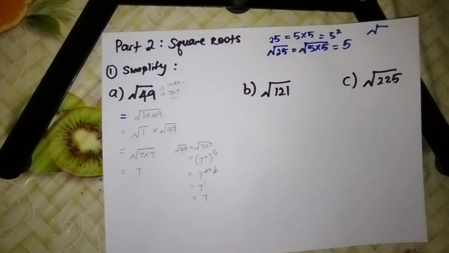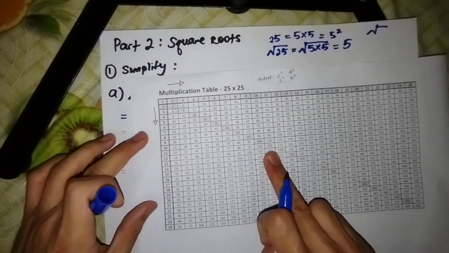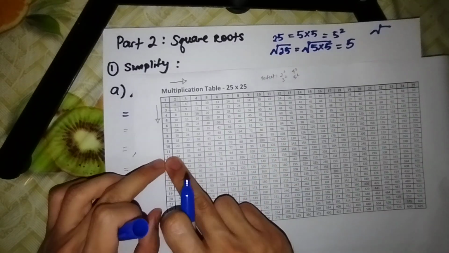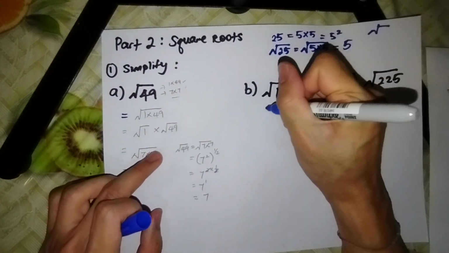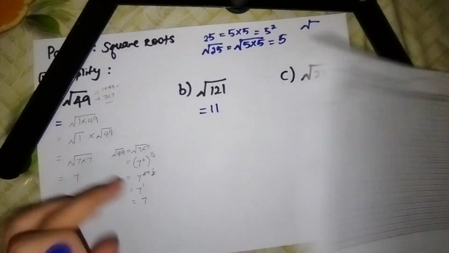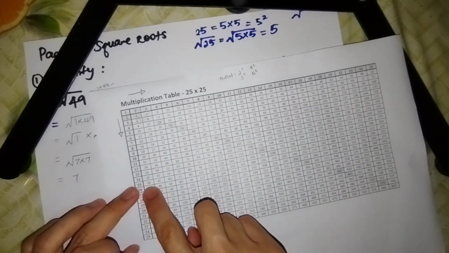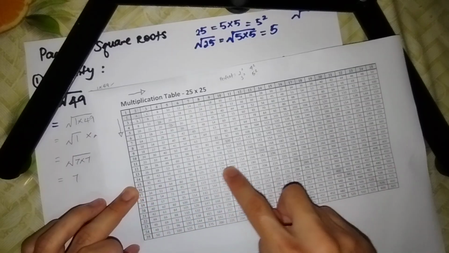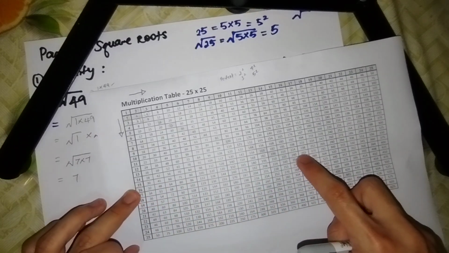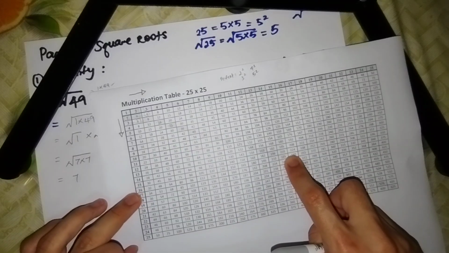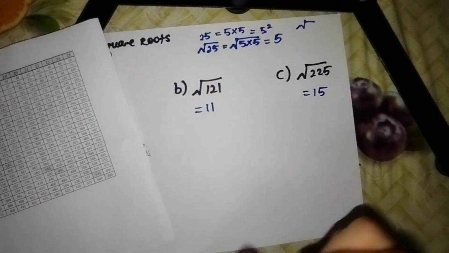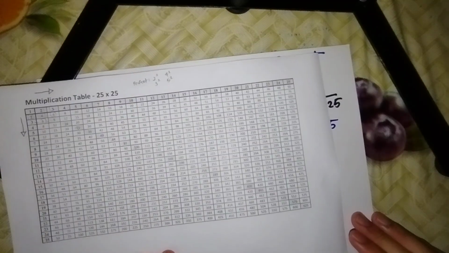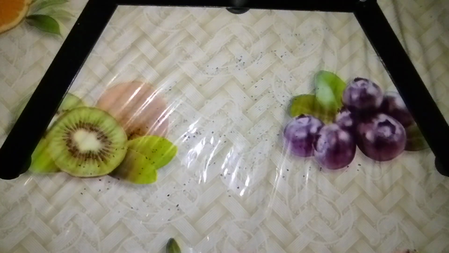Okay, so for 121, you can look at the table. You can already see that 121 is here, and it is the product of 11 times 11, and the answer is obviously 11, right? And 225 is equal to the product of 15 and 15, which means it's a perfect square, and the answer here is 15. So fairly straightforward.